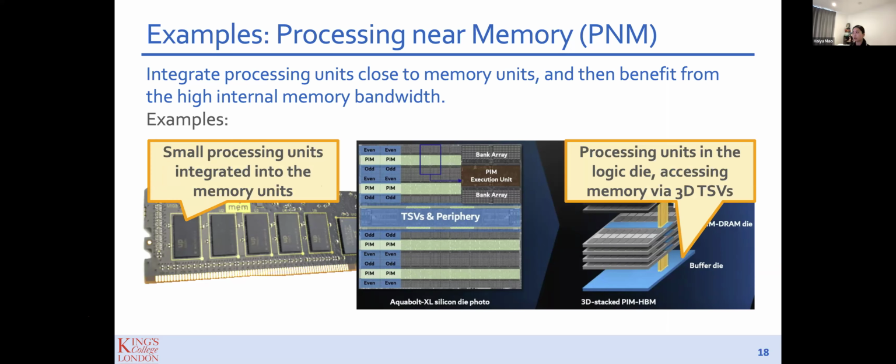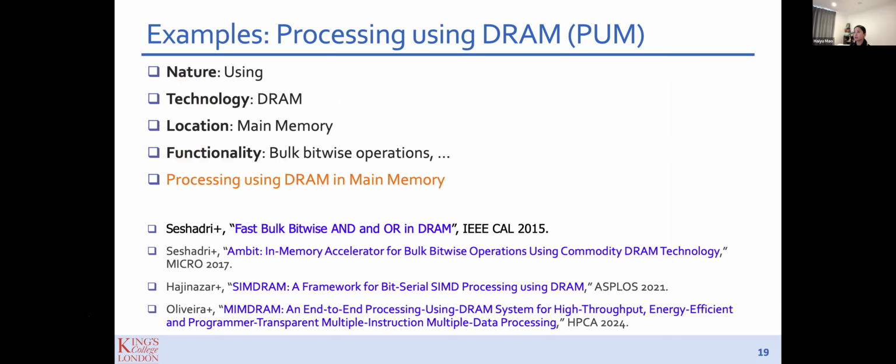Also the research community does research on processing near memory. And there's another technology, which is processing using memory, very popular in academia, because it really changes the way that we do the computation and processing. We do the computation while storing the data.